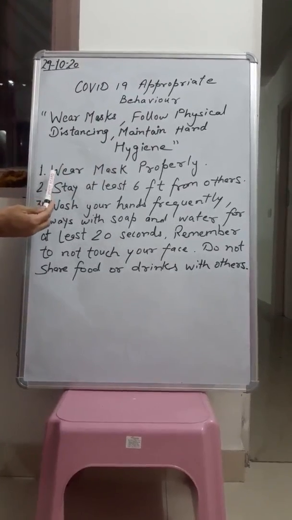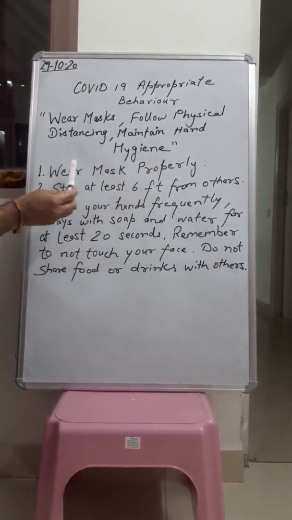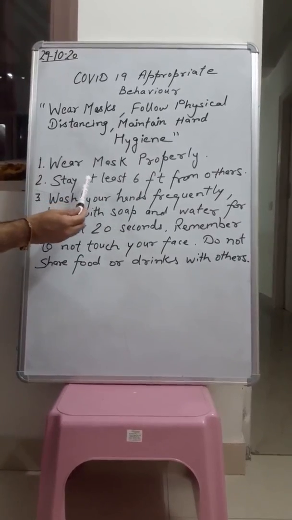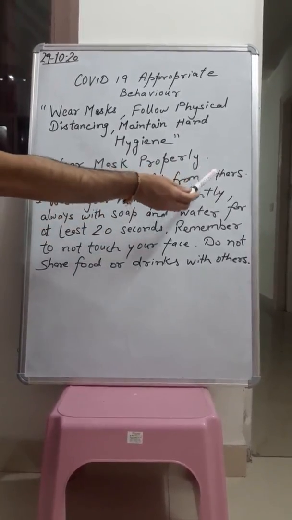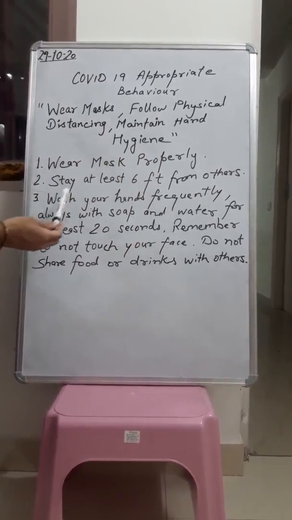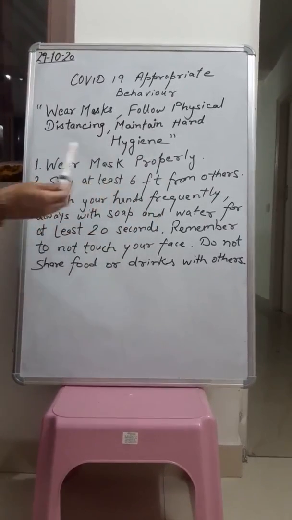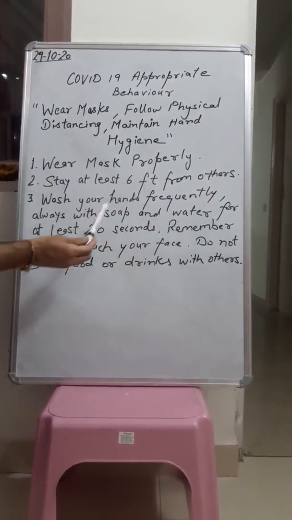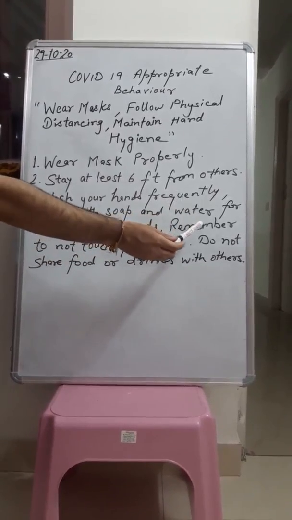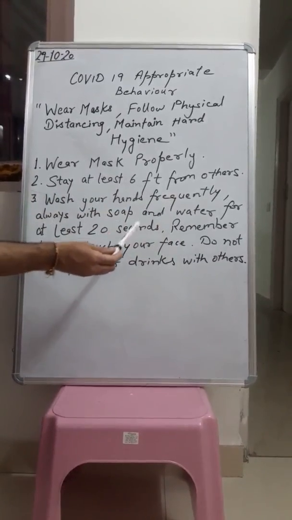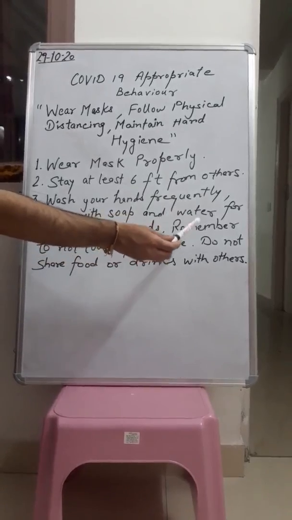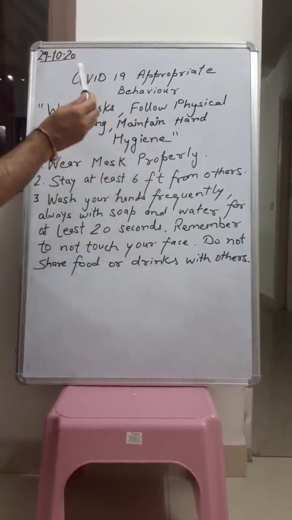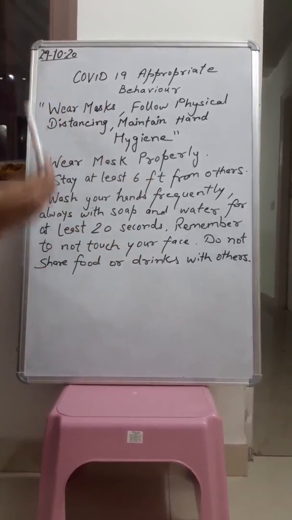First is wear your mask properly. You all have to wear your mask properly. Second, stay at least 6 feet from others. Third, wash your hands frequently, always with soap and water for at least 20 seconds. Remember to not touch your face. Do not share food or drinks with others. So these are your instructions regarding COVID-19.